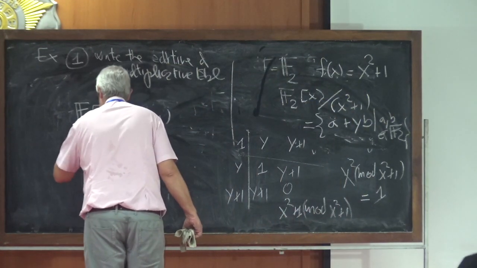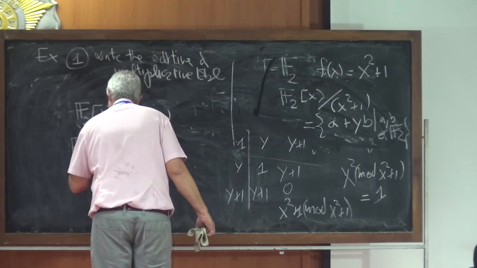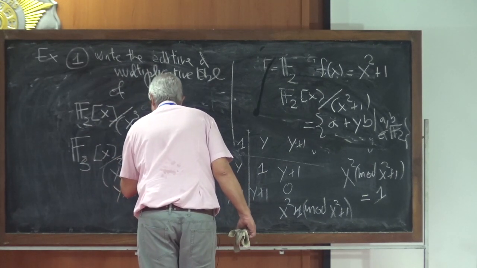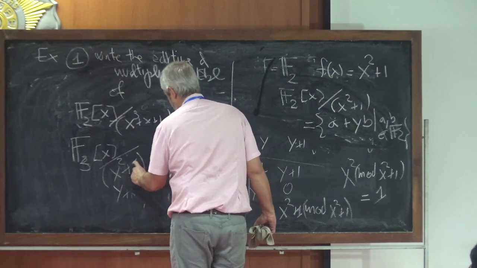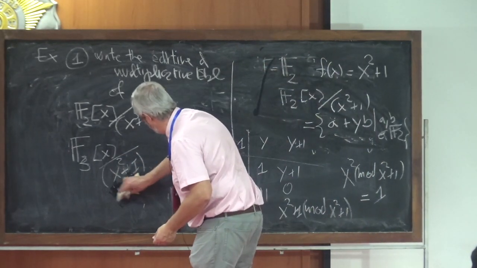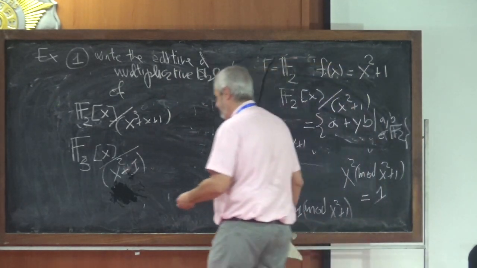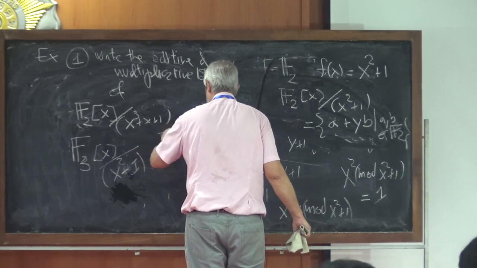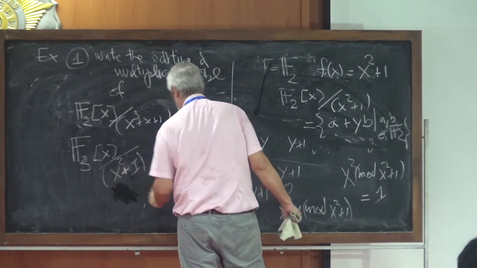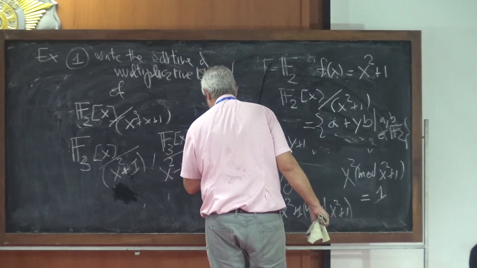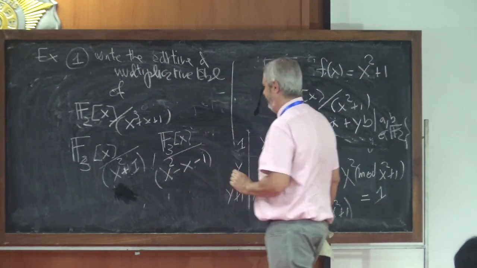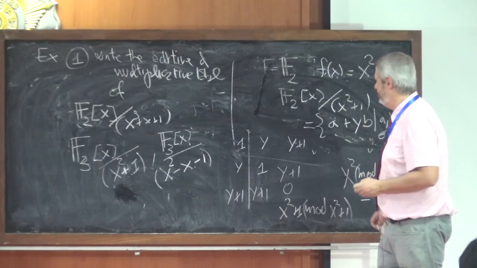And then F3[x] quotient by the polynomial x squared plus 1. Again, I'm assuming that this polynomial is irreducible over F3, which it is, but I guess it needs to be verified as well for honesty. And also F3[x] modulo x squared minus x minus 1, and again, I'm assuming, and please verify it, that it is irreducible. Okay? So this is the first exercise.